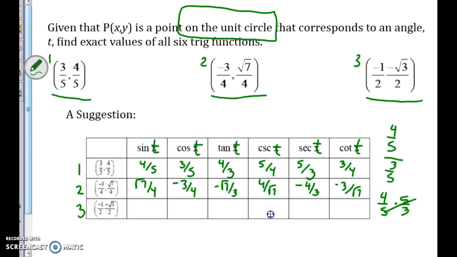So you can try this last one if you'd like. See if you can fill in the last row. I will wait, and then I will give you the answer in about 5 seconds. So pause the video, fill in the 5 slots, and then when you turn it back on, the answer will come up.